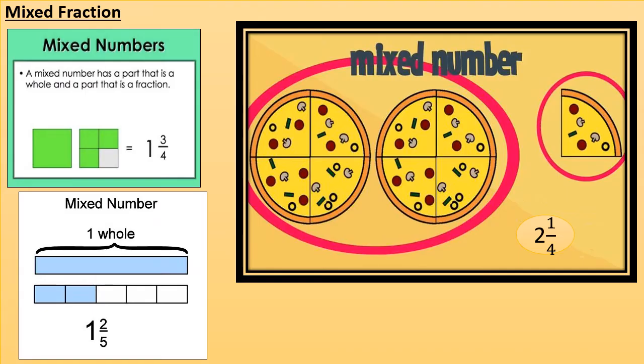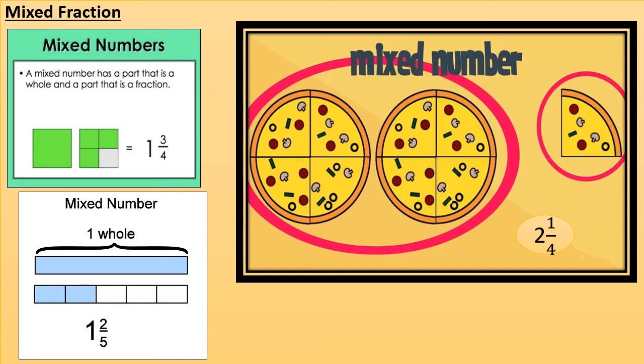Now what are mixed numbers? A mixed number has a part that is a whole and a part that is a fraction. Now look at the following example. One whole square is given and the other square is divided into 4 parts, which represents the shaded fraction 3 by 4. So in total we get 1 and 3 by 4, one whole and 3 by 4. So it is a mixed number.